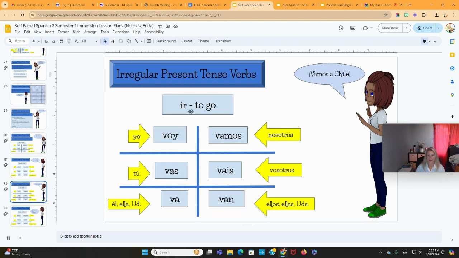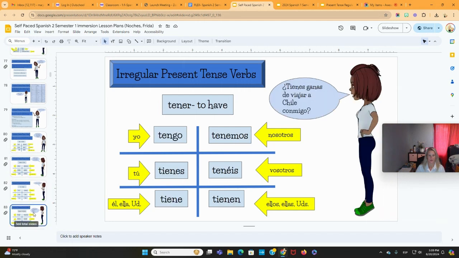Let's look at ir. Ir means to go. And its conjugation is voy, vas, va, vamos, vais, van. Tener, the conjugation, tengo, tienes, tiene, tenemos, tenéis, tienen. So this one has a really funky yo form, and it also is kind of a boot verb because it has the E to IE down here in some of these conjugations.